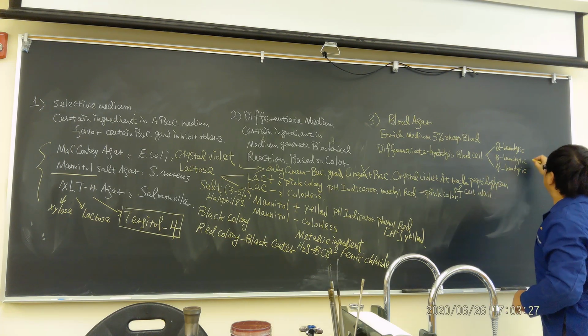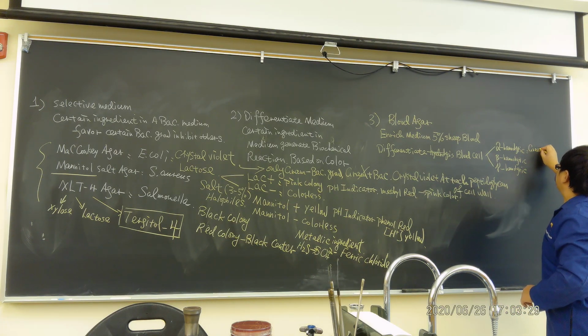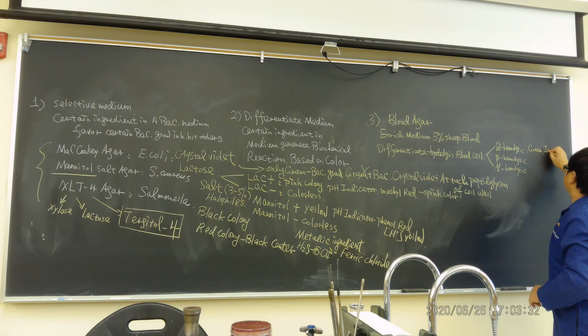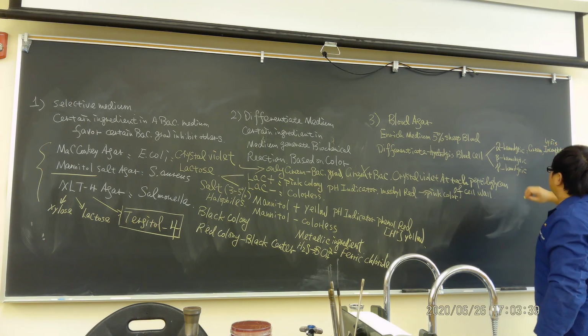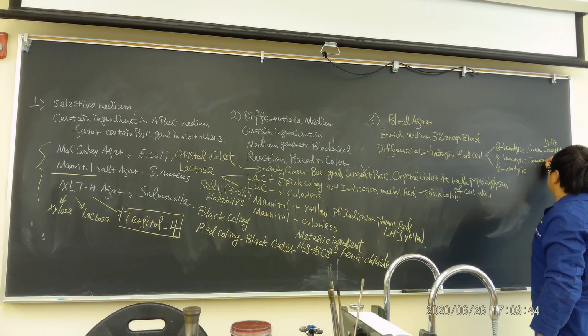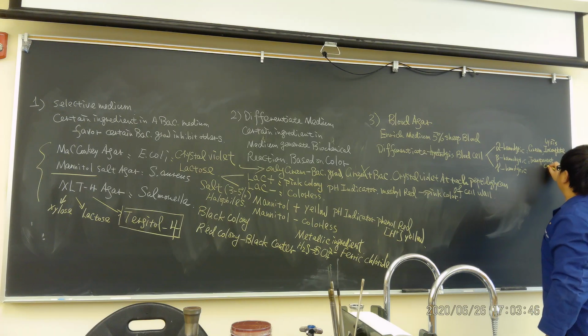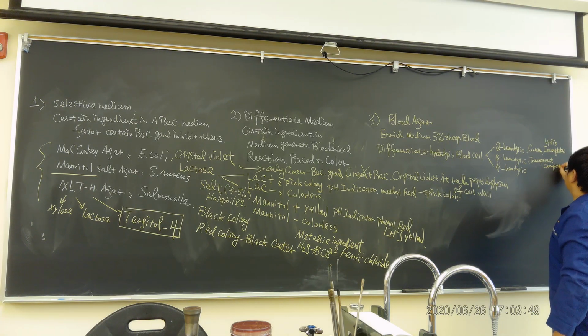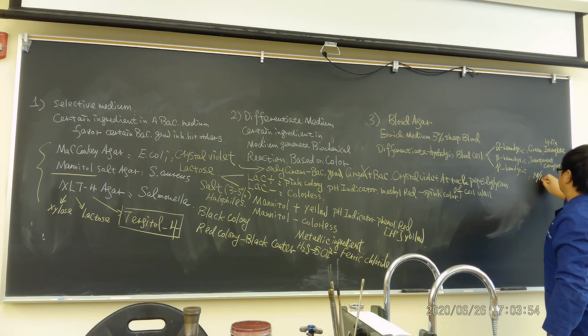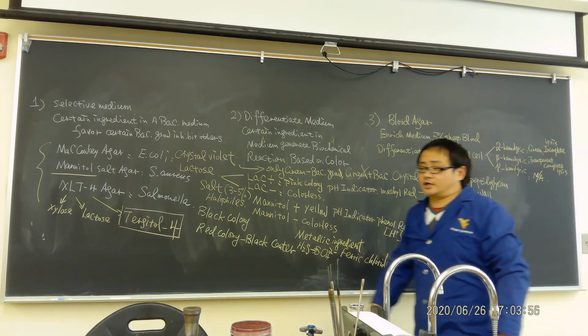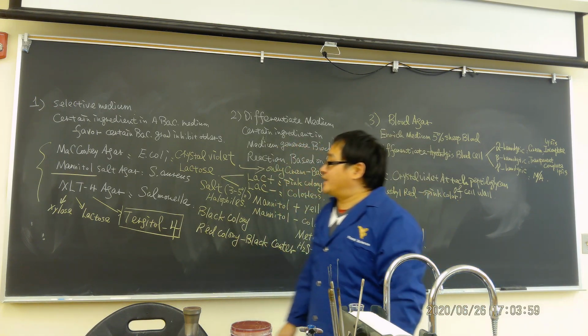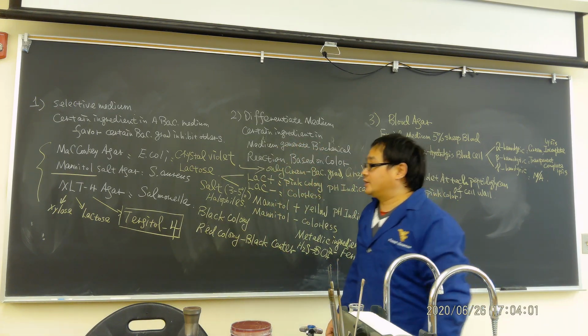Alpha hemolytic is usually a light green color, incomplete lysis. Beta hemolytic is transparent because it is complete lysis of the blood cell. And gamma hemolytic is actually nothing happens. Okay, and you should find Staphylococcus aureus is beta hemolytic.